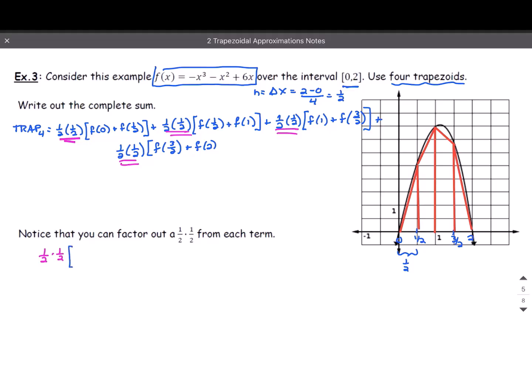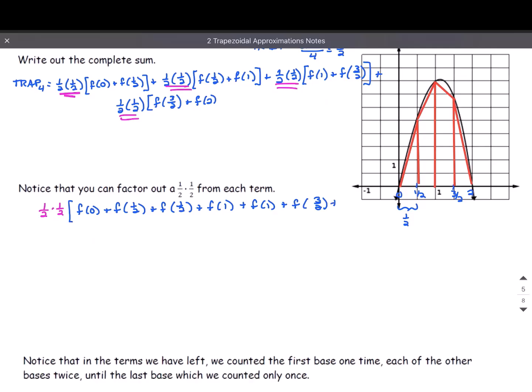Okay? That leaves us with f of 0 plus f of 1/2 plus f of 1/2 plus f of 1 plus f of 1 plus f of 3/2, and we have an f of 3/2 and an f of 2. Now I want you to notice in the terms that we have left, f of 0 and f of 2 are used once, but we have 2 f of 1/2, 2 f of 1s, and 2 f of 3/2, because these sides are used in 2 trapezoids, whereas the first ones are only used in 1 trapezoid, okay?